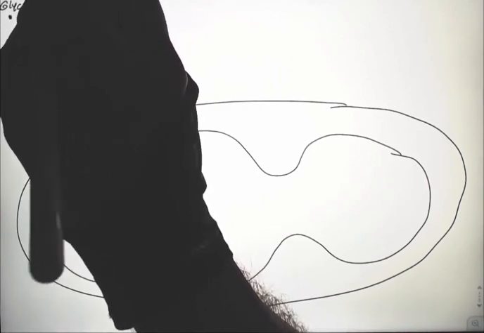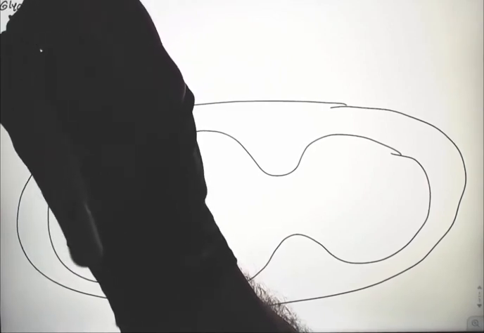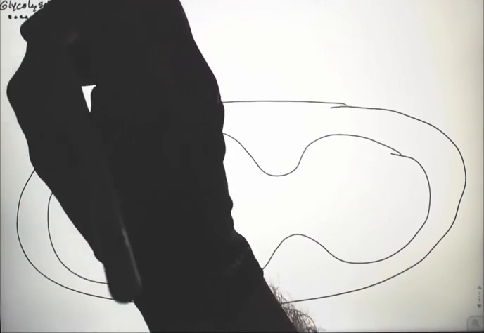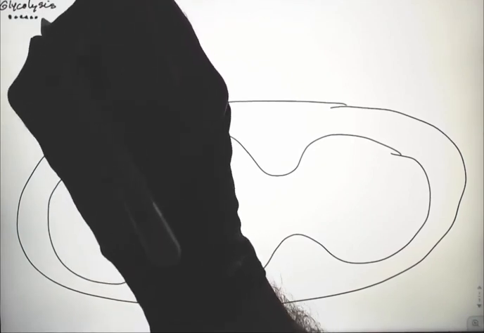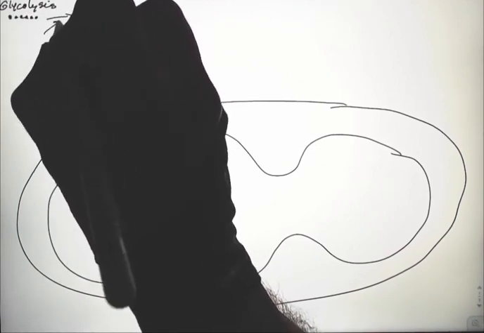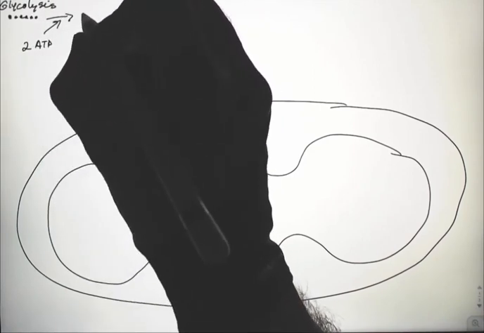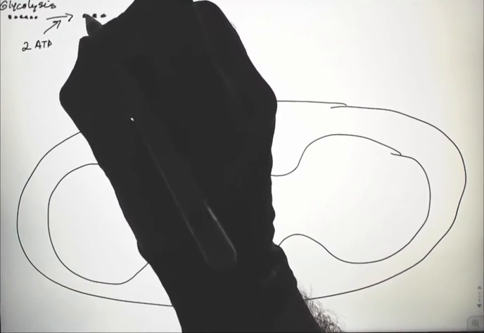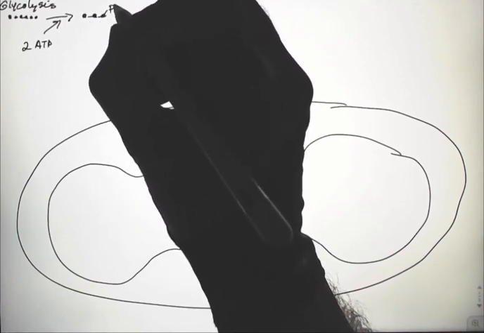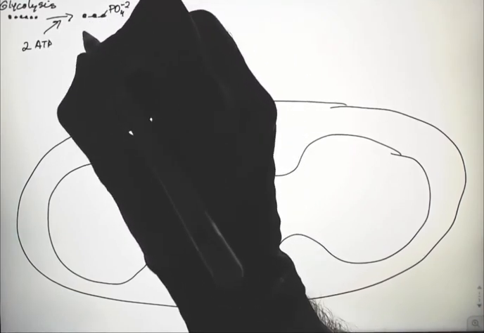Before we even get to events in the mitochondrion, we start with a 6-carbon molecule, glucose, and I'm just showing the 6 carbons. In the first half of glycolysis, we require 2 ATP, 2 adenosine triphosphate, to break that 6-carbon molecule into 2 3-carbon molecules, each with a phosphate, PO4-2.